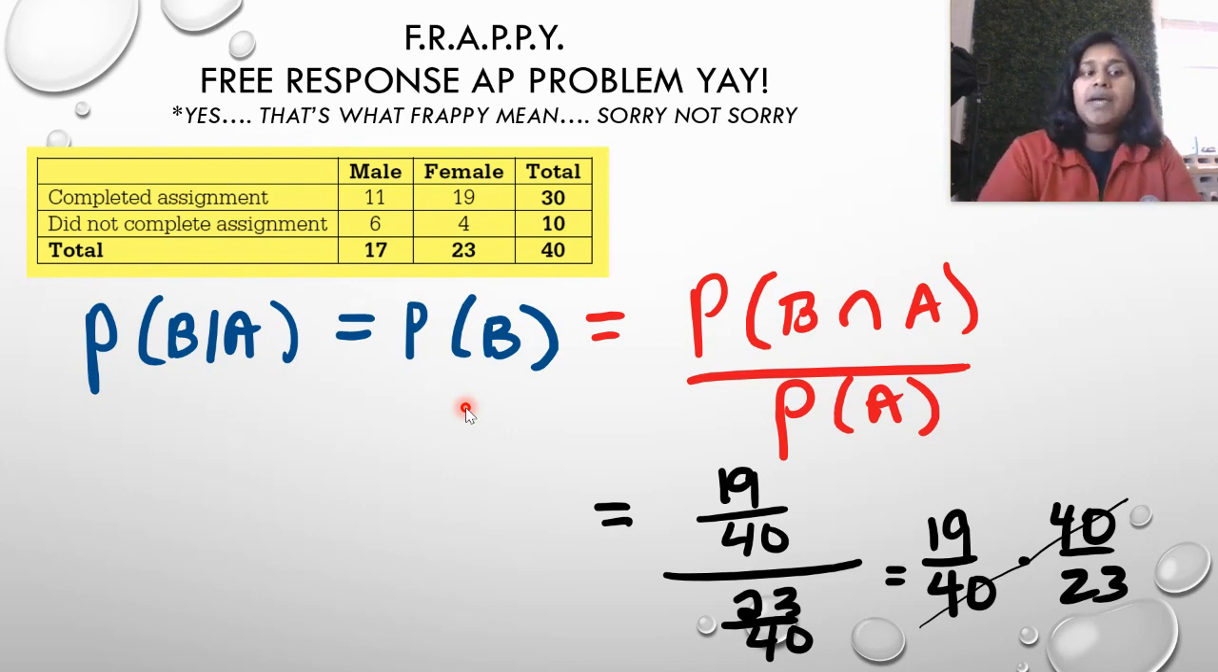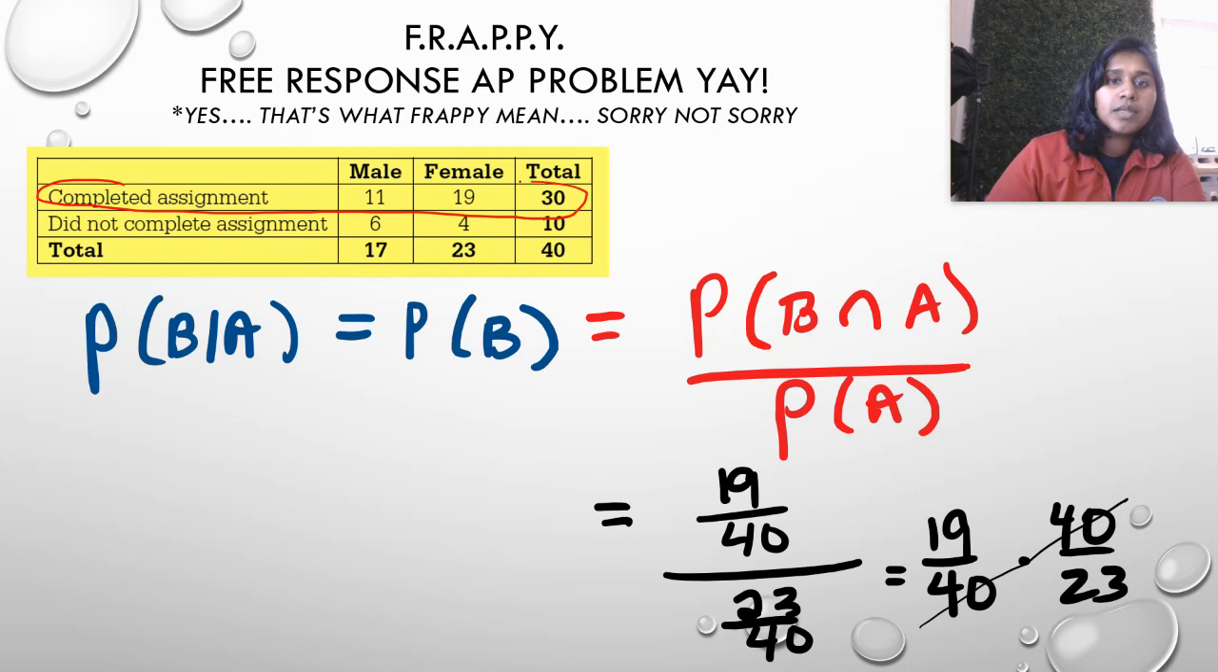So let's go ahead and solve that out for ourselves. The probability of the joint where B and A occur would be completed assignments and females, right? Okay, actually, let's just circle that. Why not? So completed assignments and female.